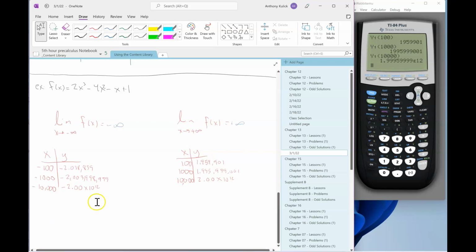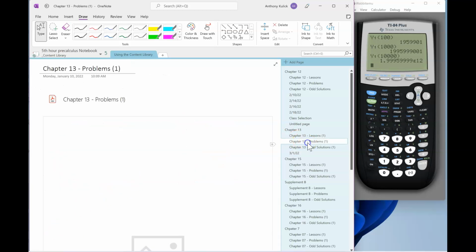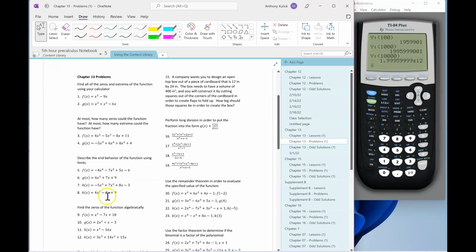This is where we're going to stop today. So at this point, you guys should be able to do up through 8 on the homework set. Remember, next time on Thursday is going to be the test day.